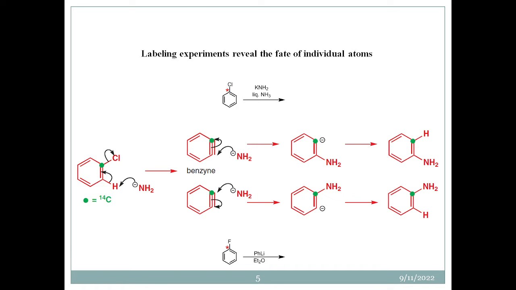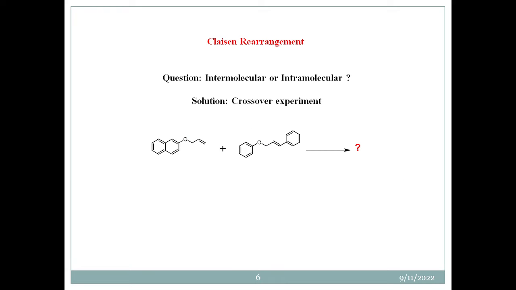Let's go ahead. What else do we have? Another interesting thing is the crossover experiment, which I will show. It's about the Claisen rearrangement. The question posed is whether it is intermolecular or intramolecular, and the solution is the crossover experiment. The goal here is to know whether a reaction follows an intermolecular or intramolecular pathway. Before I discuss the crossover experiment, I will discuss what this Claisen rearrangement is with a simple example.